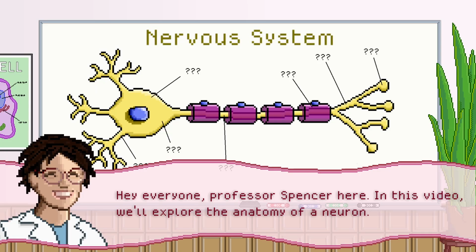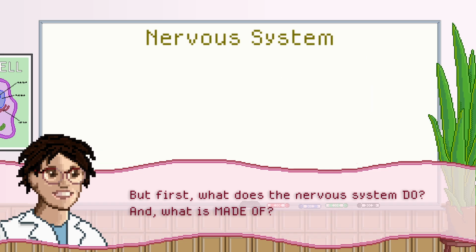Welcome to the nervous system. In this video, we'll explore the anatomy of a neuron. But first, what does the nervous system do, and what is it made of?